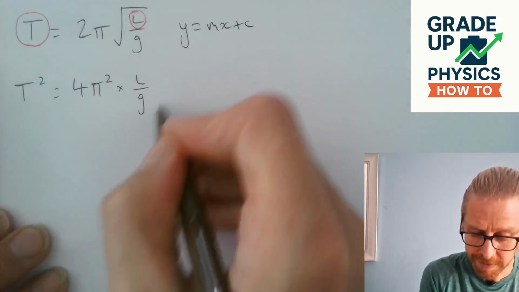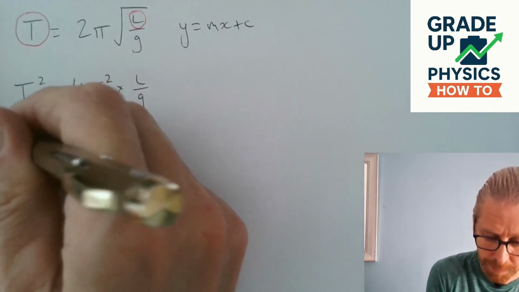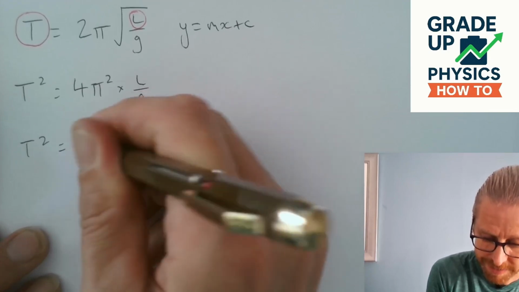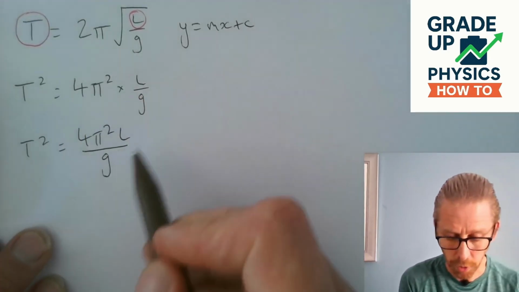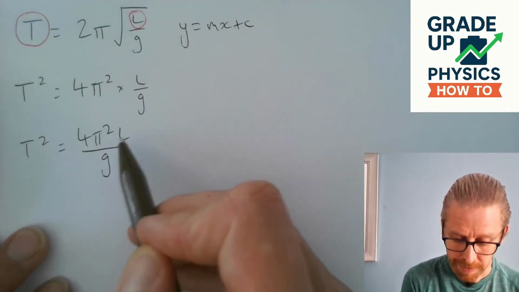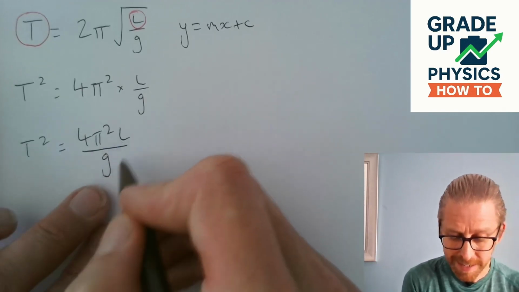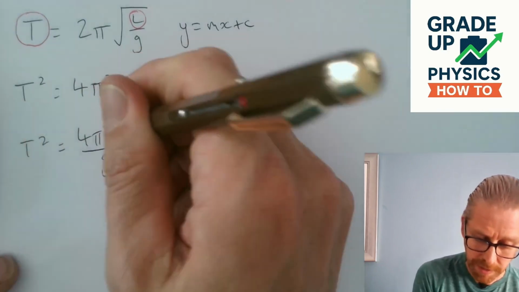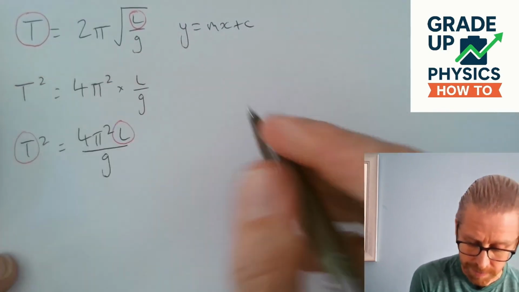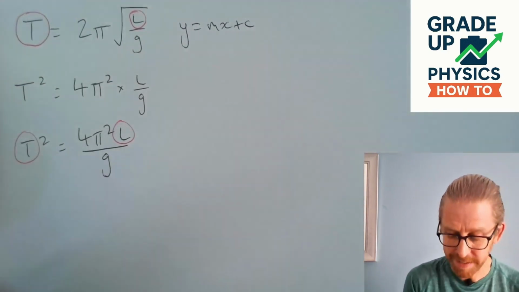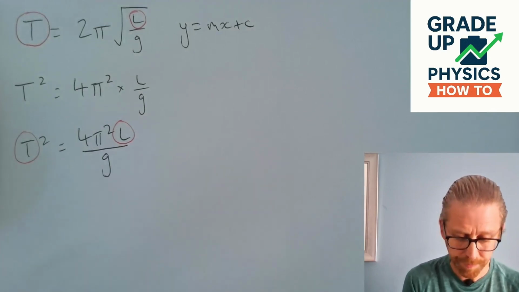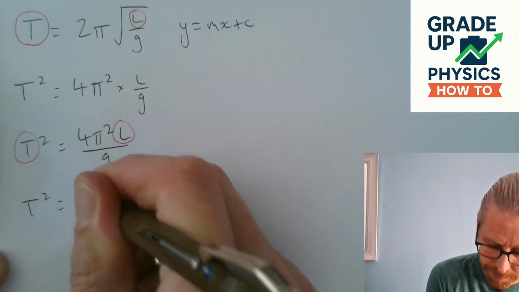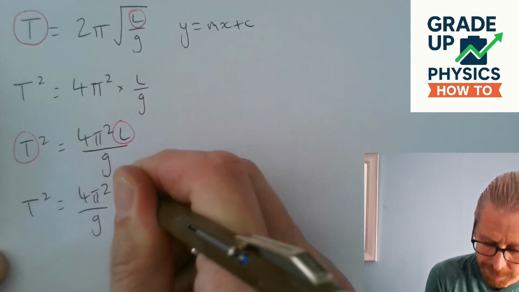Now, we're just going to tidy this up a little bit, because this is exactly the same thing. So we're just incorporating all of our quantities here. And then the final thing I'm going to do is tease this apart, because we know that our variables are our length and our time period. So what we're left with is 4 pi squared over g times L.